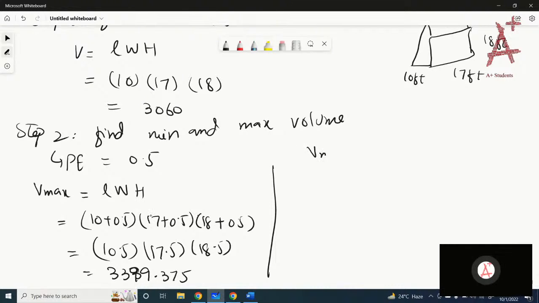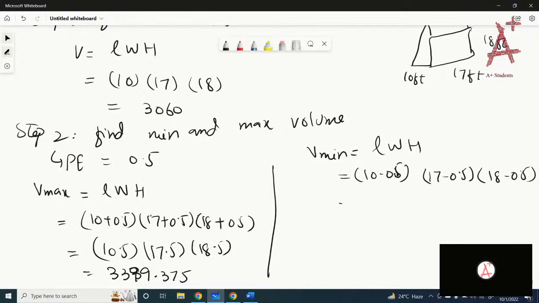Now find the minimum value. For the minimum, you have to subtract the greatest possible error from all the values. So 10 minus 0.5, 17 minus 0.5, and 18 minus 0.5. It would be 9.5, 16.5, and 17.5. When you multiply them, it would be 2,743.125.